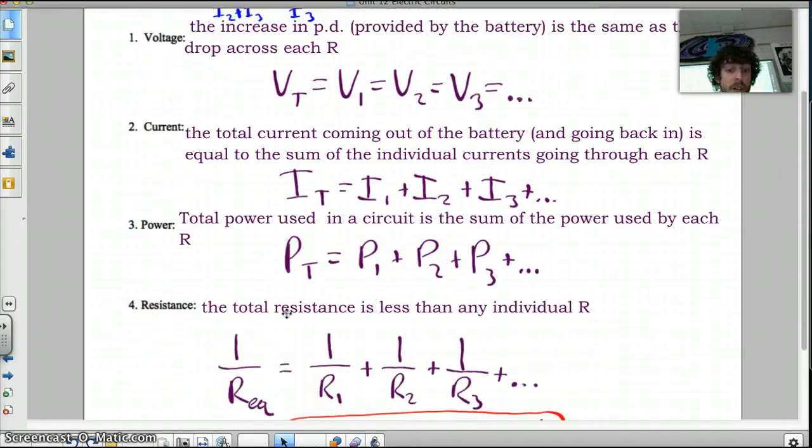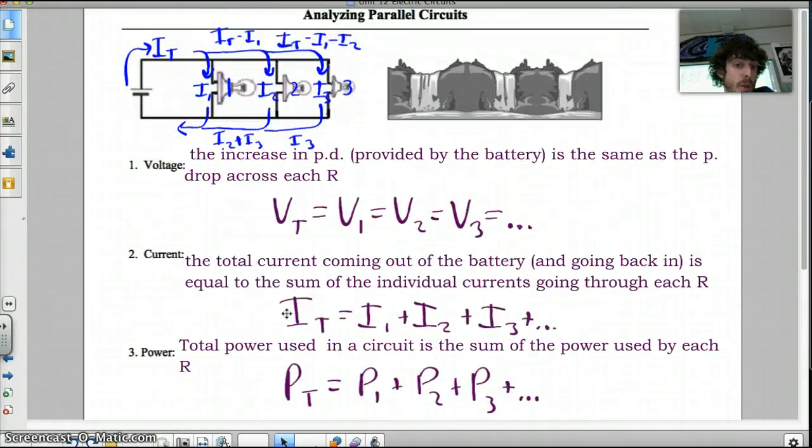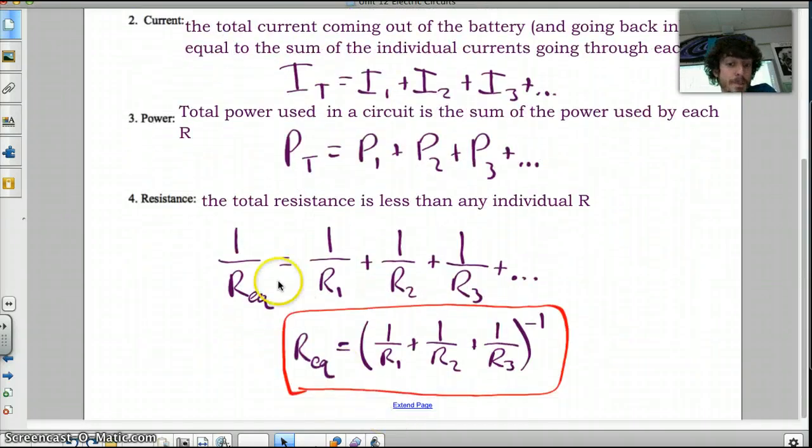Again, the power is a sum, and for the resistances, we can think of an equivalent resistance for this circuit, but the way we add resistances for a parallel circuit is we take the reciprocal of the sum of the reciprocals. So here we've got 1 over Req equals 1 over each resistor. So the equivalent resistance is equal to the inverse of 1 over R1 plus 1 over R2 plus 1 over R3, etc. Just something you'll have to get familiar with.